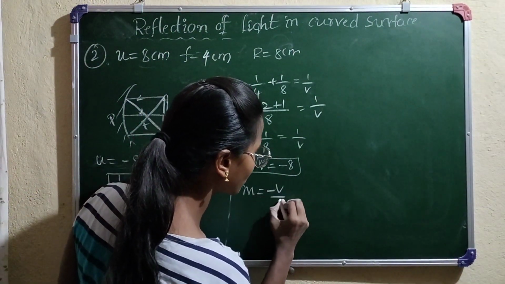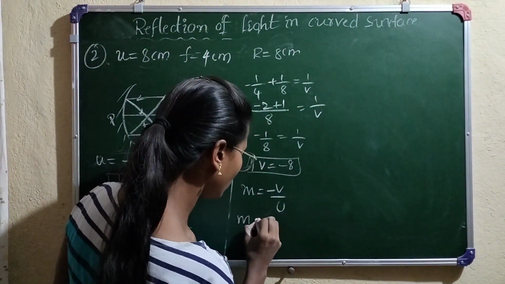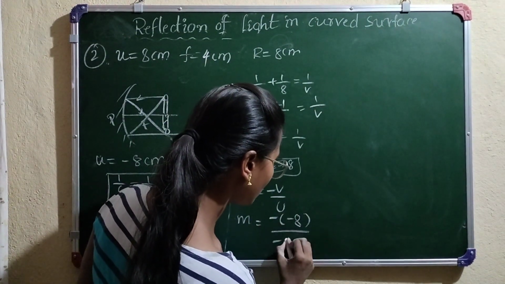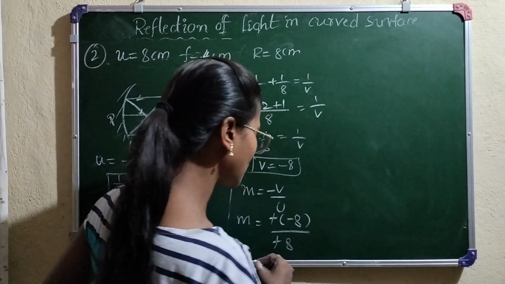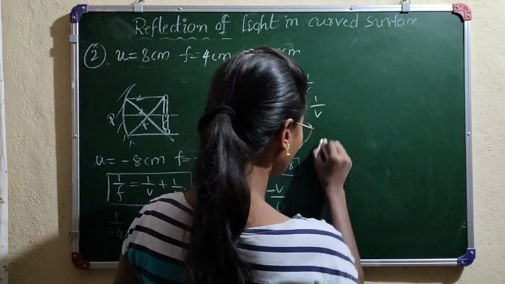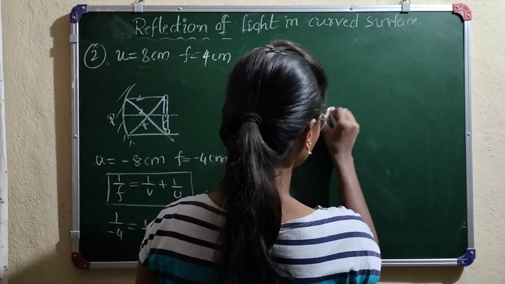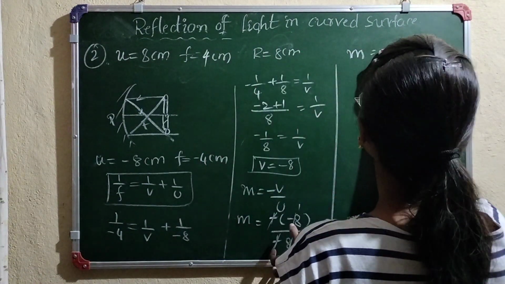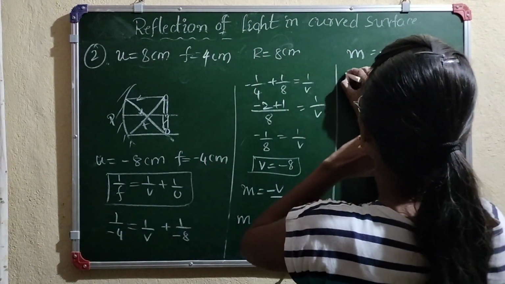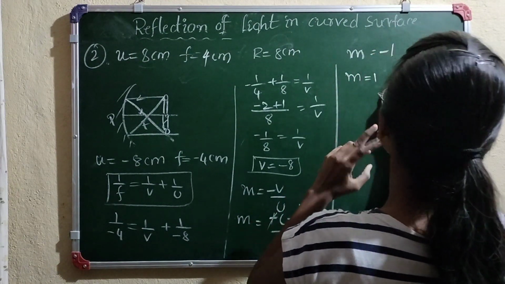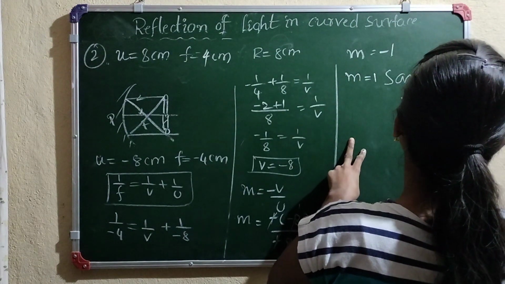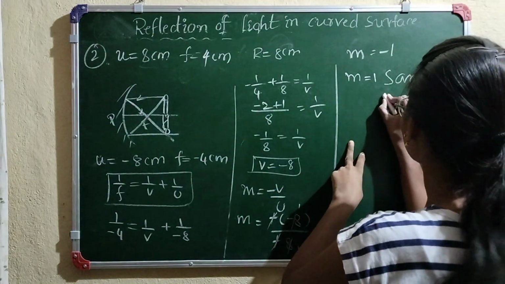Magnification is minus V by U. What is the V value? Minus of minus 8. What is the U value? Minus 8. Minus minus will be cancelled, right? So 8 ones are 8, 8 ones are 8. So M is equal to minus 1. I already told you, if the magnification magnitude is equal to 1, same size image will form. Satisfied, right? Same size image will form.